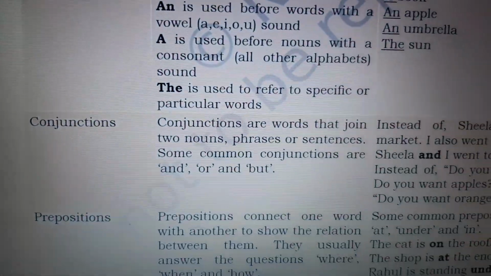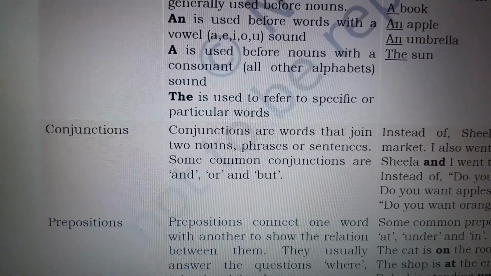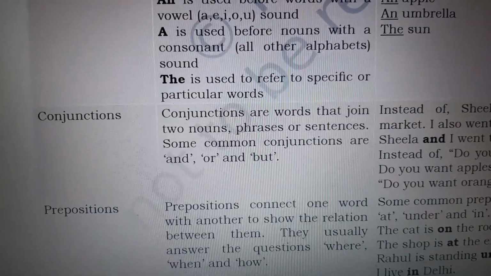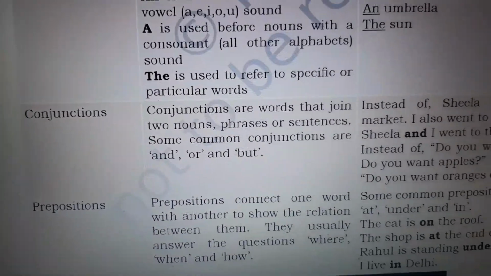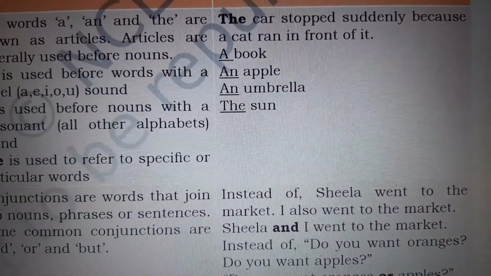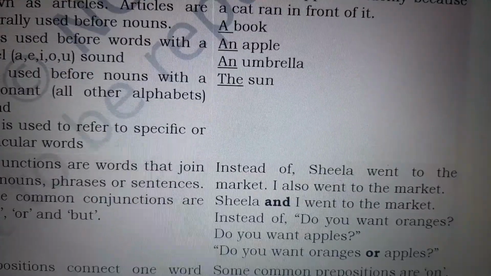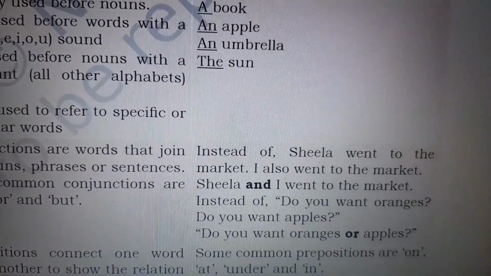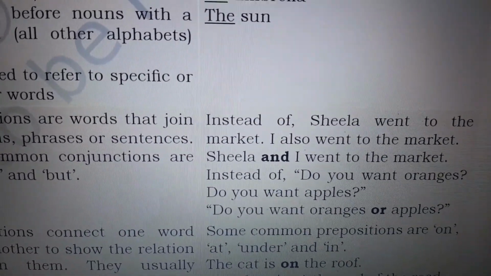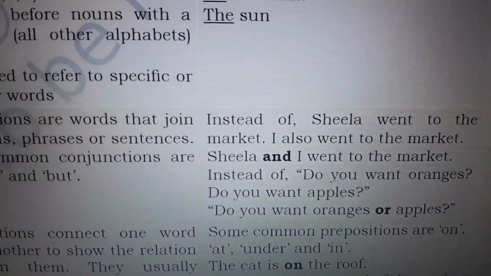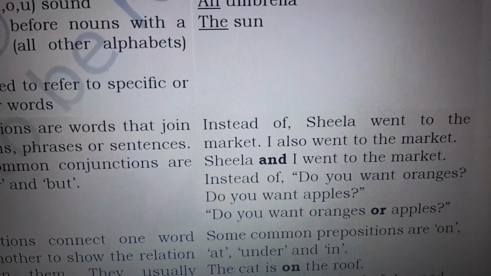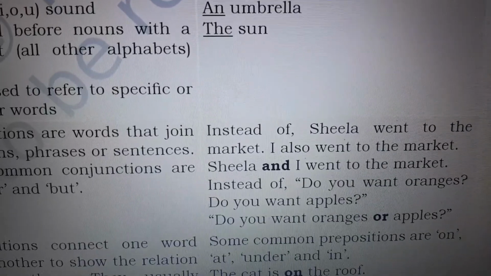Now it's time for the conjunctions. What are conjunctions? Conjunctions connect words, phrases, clauses, or sentences. For example, I also went to the market. Sheila and I went to the market. See, instead of saying Sheila went to the market, I also went to the market, we can say Sheila and I went to the market. So, and is a conjunction. Here I am giving you one more example. I was tired, so I went to sleep.